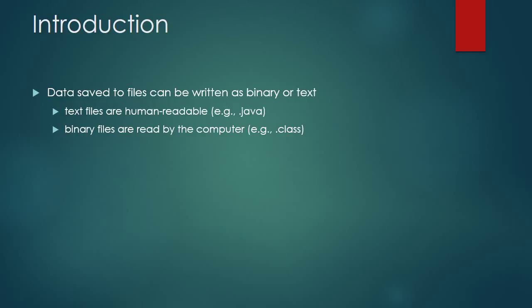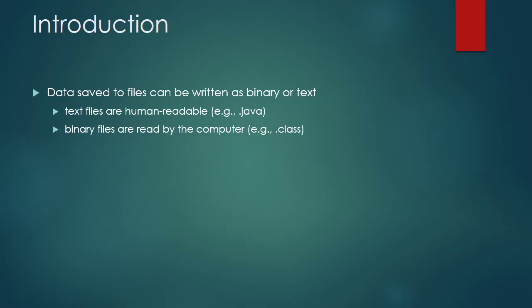But there's another kind of data, and that's binary data that is also stored on the computer. And binary files are only read by the computer. For example, when we compile our .java files, they get compiled into a .class file. It's the .class file that gets run when we execute a Java program.